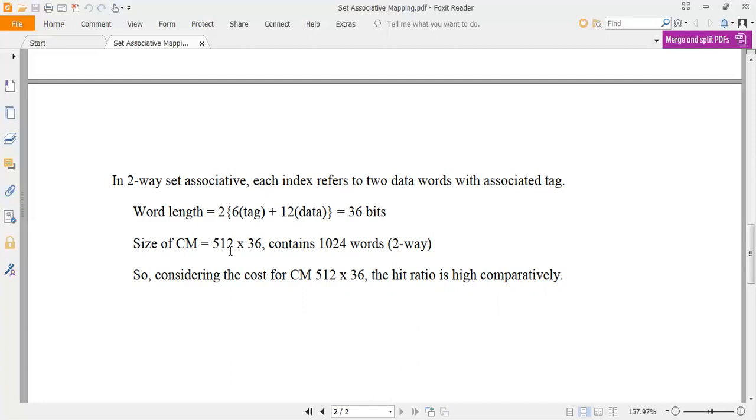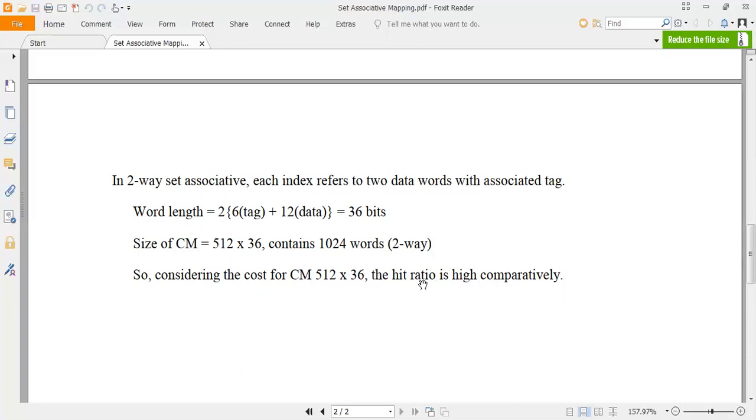I can store double the data, but the size is also increased. Initially we saw 512 into 12. In associative memory, it became 512 into 27. In direct mapping, we saw it became 512 into 18, and here it becomes 36. So the cost is very high for this cache memory requirement, because the size is 36. But the hit ratio is comparatively high.